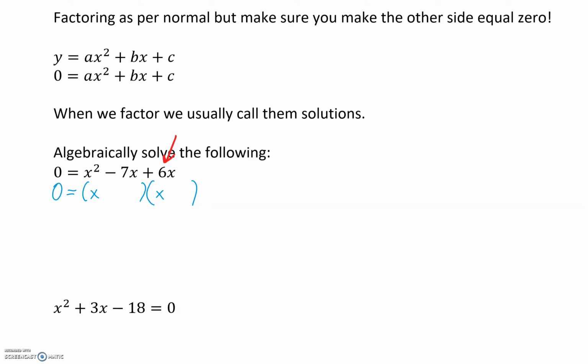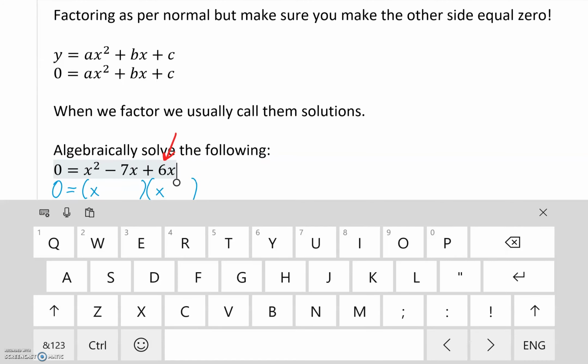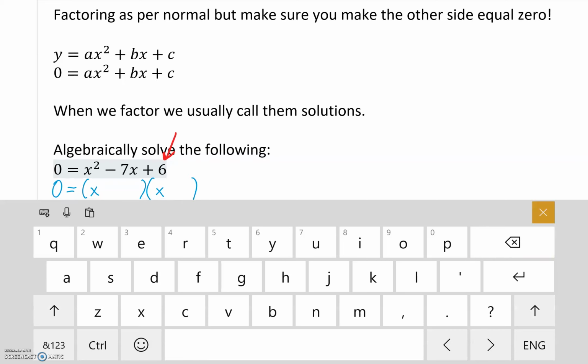Wait a second, did I put an X there? Ha! Bad job, Mr. Drager. There you go.